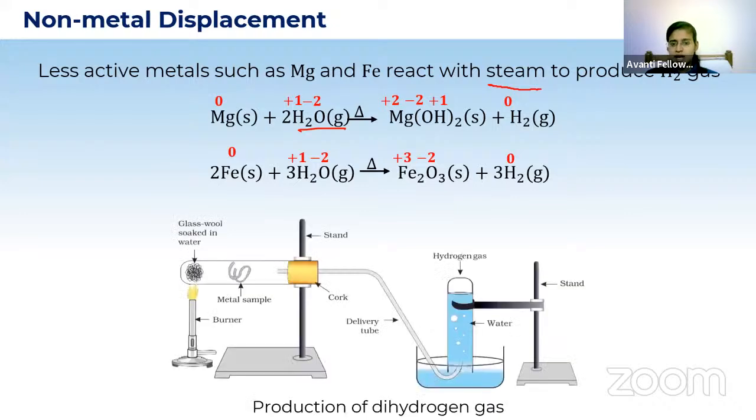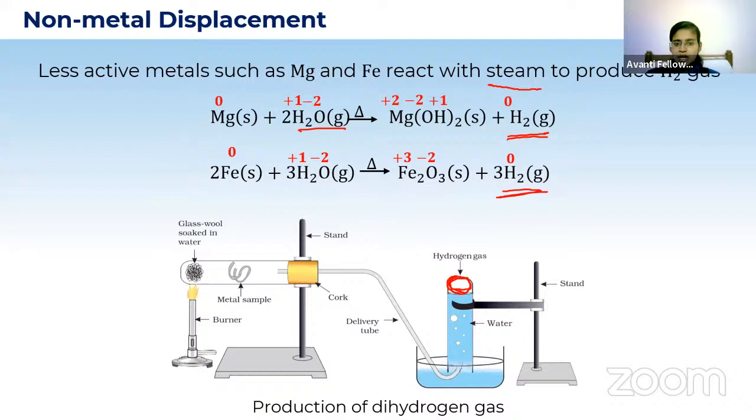They will use an apparatus like this for the production of this hydrogen gas. We have a burner here and a container like a test tube in which the metal sample is present, and glass wool soaked in water is present here. If you heat it, the reaction will occur, and using this delivery tube, the components will come, and some of the water inside is getting bubbled out. So hydrogen gas is produced here and it is collected. This is how we get hydrogen gas from the reaction.